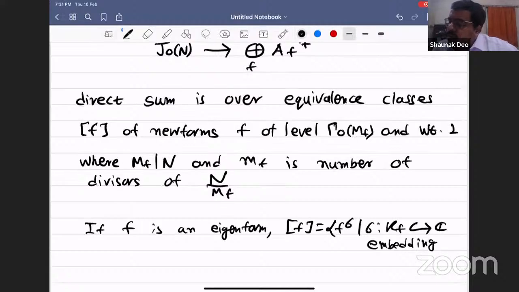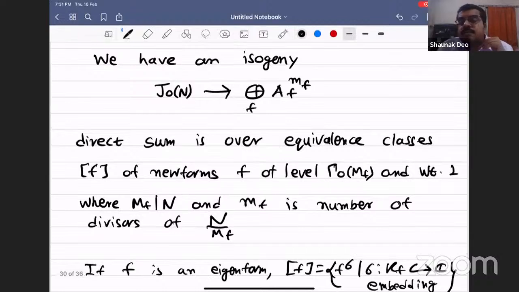So what this statement is telling us is that J naught is isogenous to this product of quotients that you get. You take all newforms which are coming from a level dividing n, and you take basically the equivalence classes of them. So weight is fixed to be 2. Now you vary level over divisors of n, and for every divisor you take equivalence classes of newforms that appear there. And then you take the copies of those abelian varieties AF corresponding to that, and the number of copies is the number of divisors of n over nf.